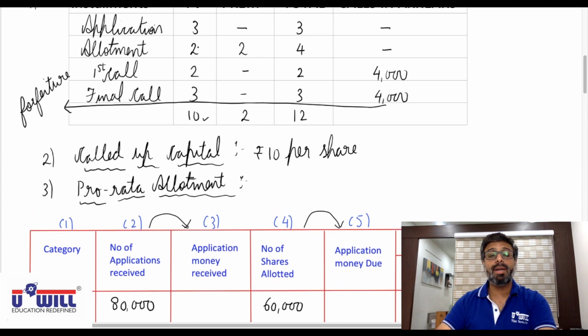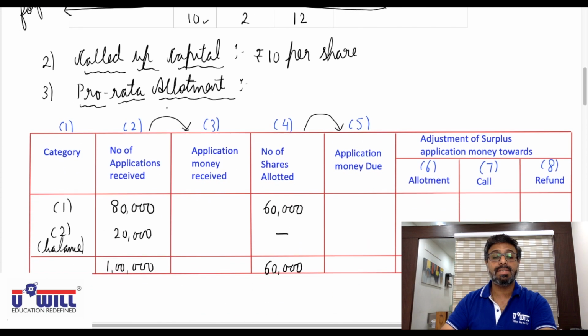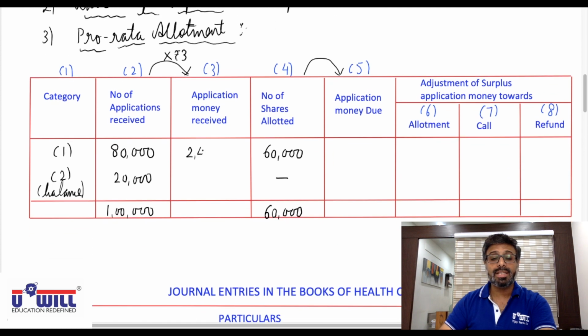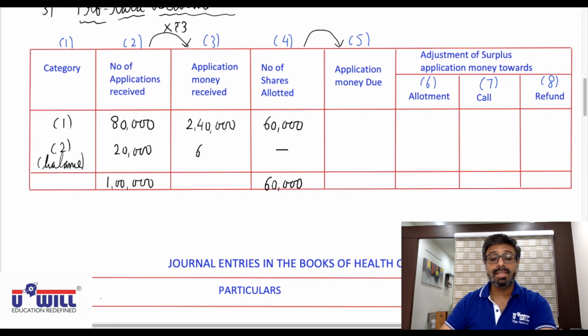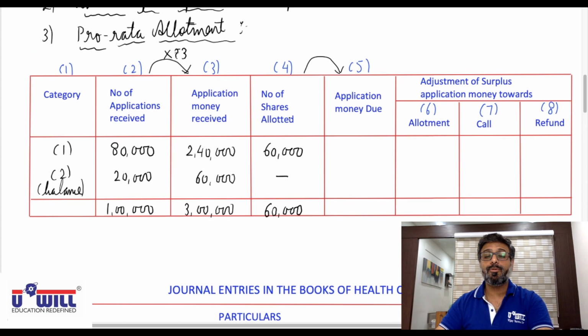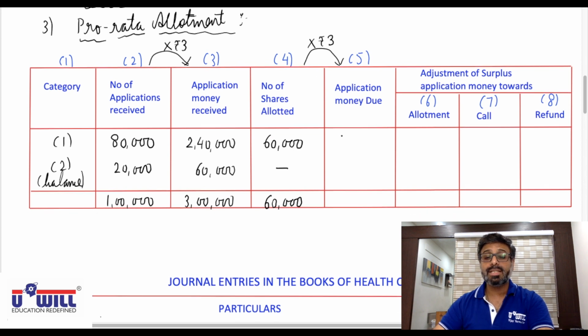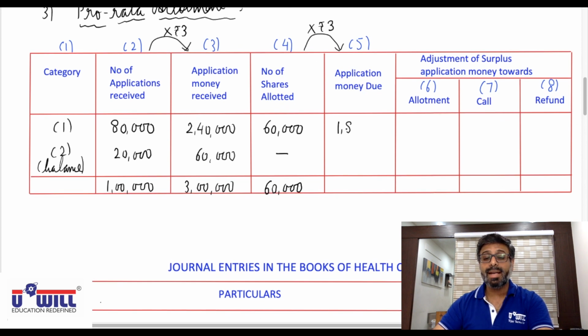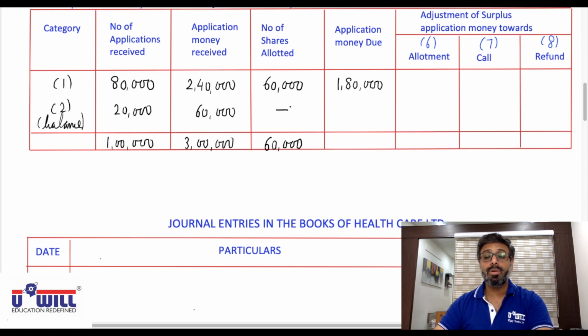Now column 2 we have to multiply with application money 3 rupees. So 80,000 into 3, 2,40,000 is application money received. 20,000 into 3, 60,000, total 3 lakhs. Same way this fourth column is also to be multiplied with application money of 3 rupees. So 60,000 into 3, 1,80,000 is application money due. Nil, no shares are allotted, rejected means nothing is due.